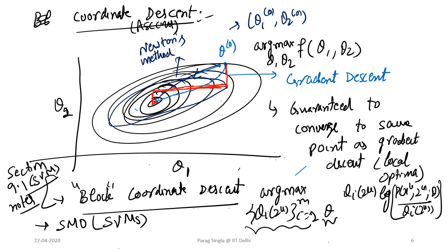Please make sure to read section 9.1 on SVMs, which describes coordinate descent. This section describes coordinate descent, or ascent, in general, and this will be part of the syllabus.